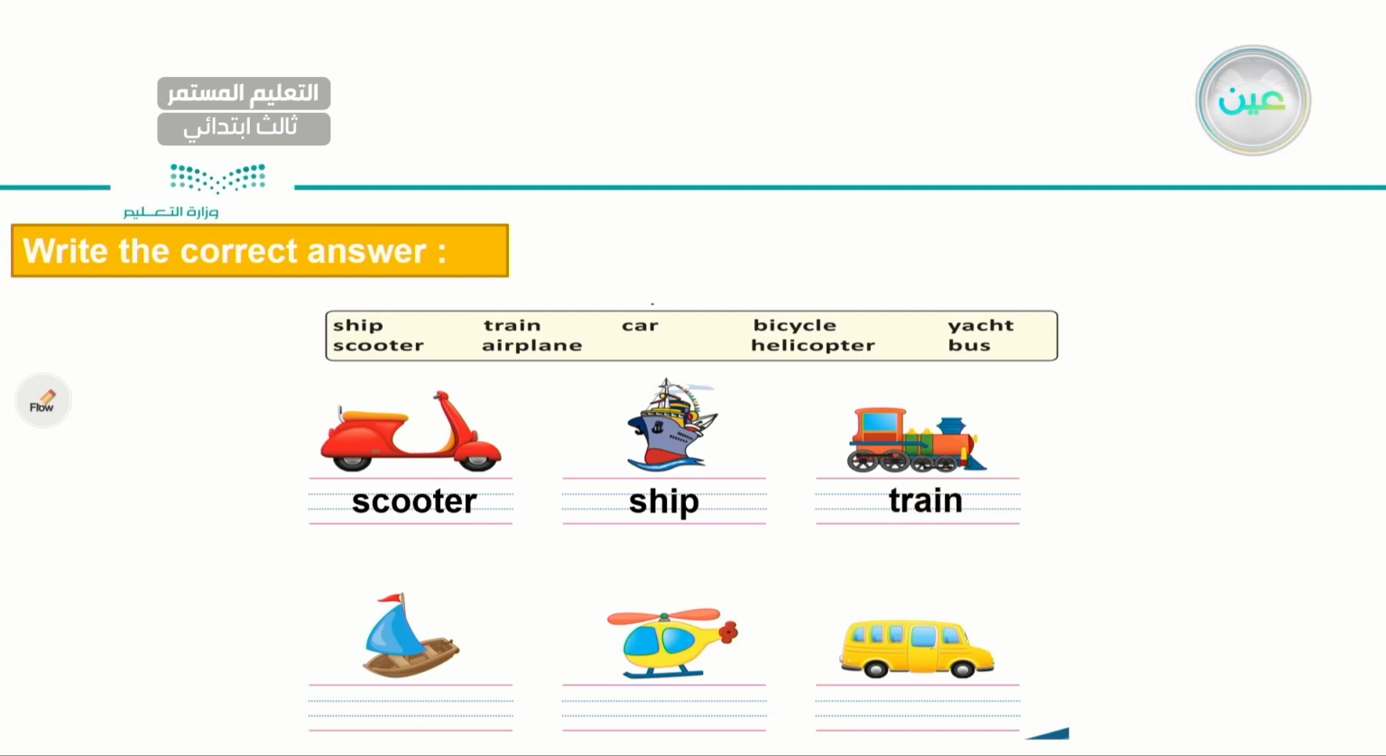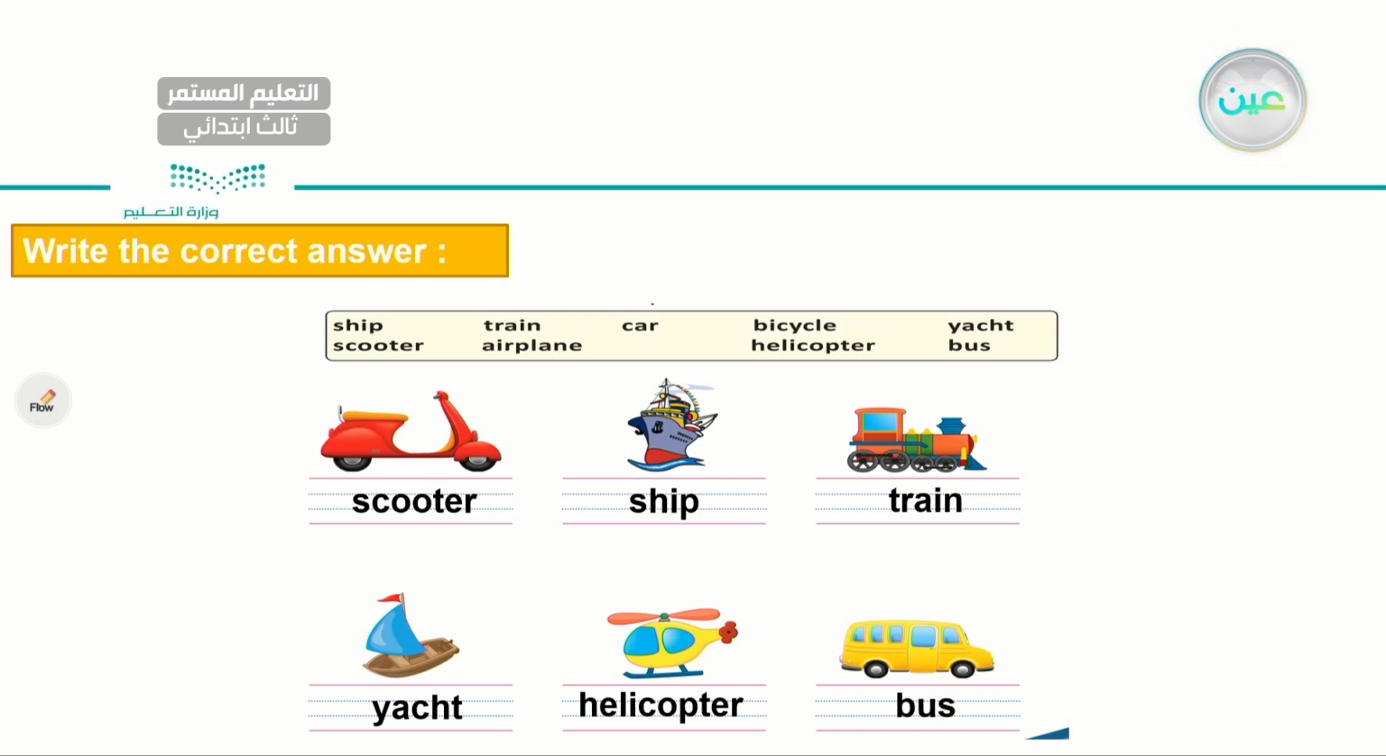So let's read our answers. Scooter, ship, train. One more time. Scooter, ship, train. Very good, very good. Now let's move to the next pictures. For the first one here, I have a yacht. Very good. A yacht. Right next to it here, it's not an airplane now, we have a helicopter. Very good. I have a helicopter. And for the last one here, I have a yellow bus. Very good. I have a yellow bus.